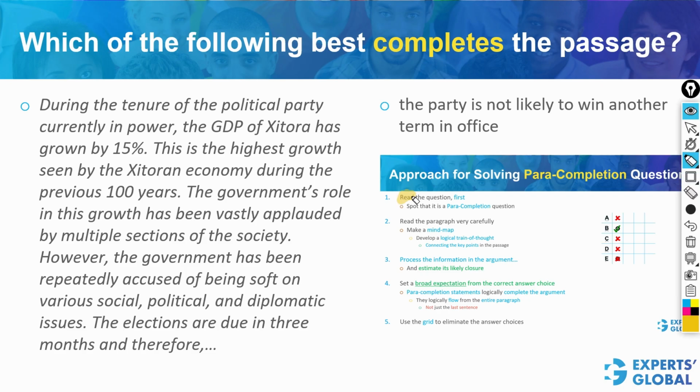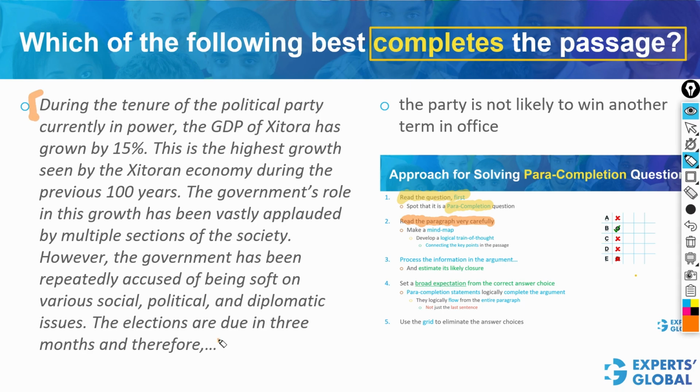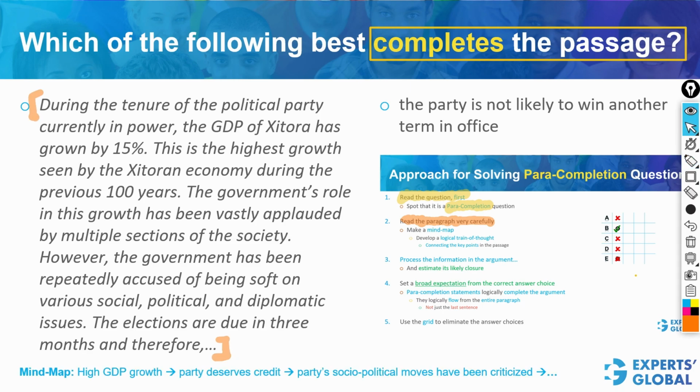Step 1 is to read the question stem and spot that it is a para-completion question. Step 2, we read the paragraph carefully and come up with a mind map. Here is the mind map. The passage starts with something positive. A high GDP growth suggests that the party deserves credit for it, but then it talks about something negative here for which the party has been criticized. So our mind map is clear. A logical train of thought was developed here, duly connecting the key points in the paragraph.